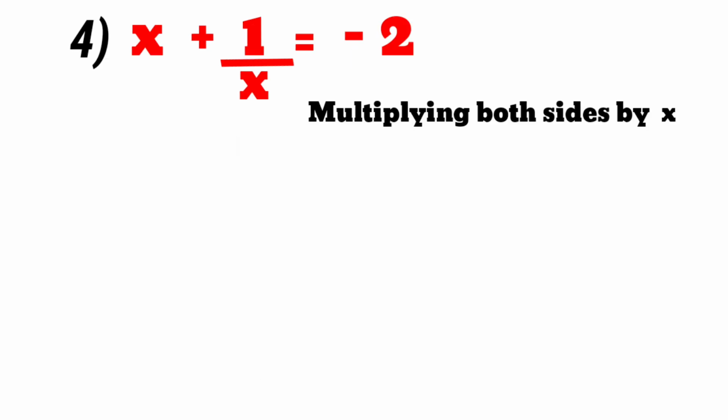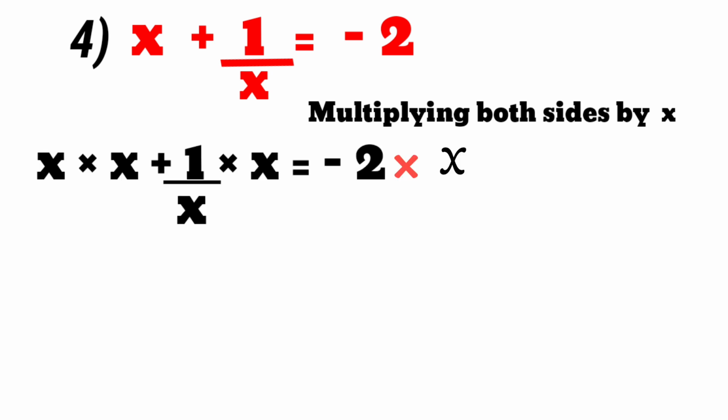Equation number 4. X plus 1 upon x is equal to minus 2. In this equation, second term 1 upon x, the denominator is x, so multiplying both sides by x. X times x plus 1 upon x times x is equal to minus 2 times x. X cuts like this.